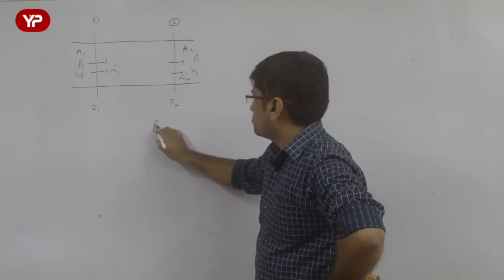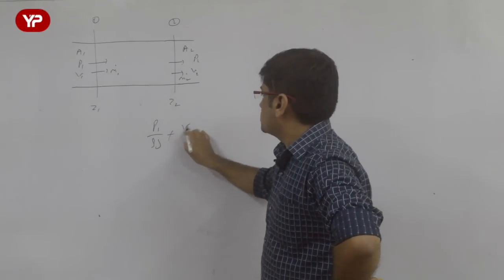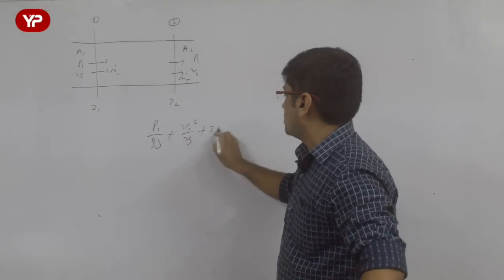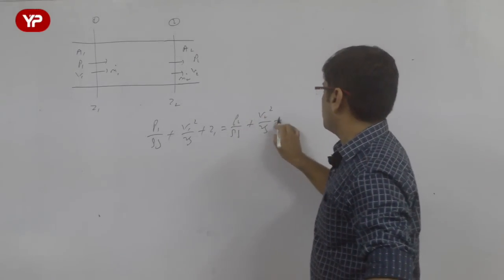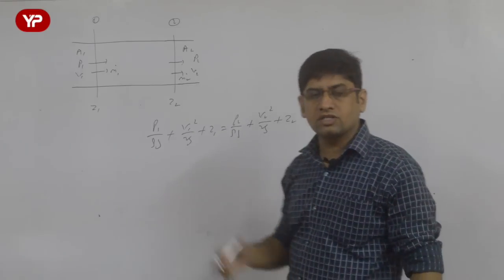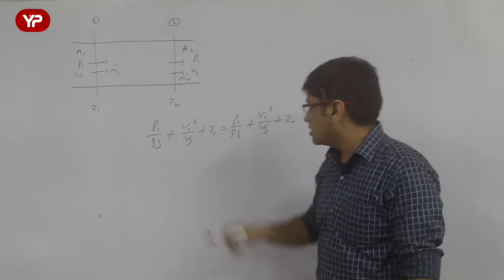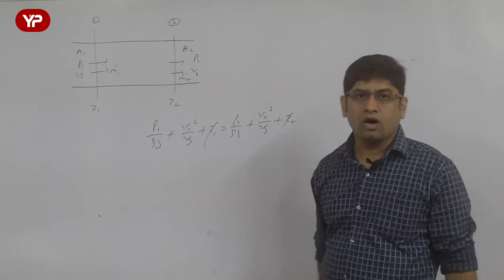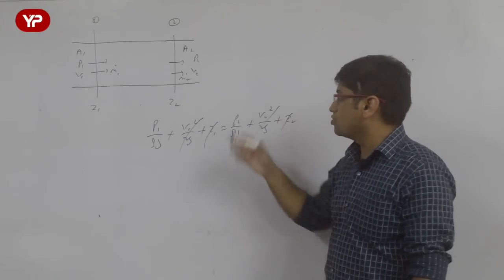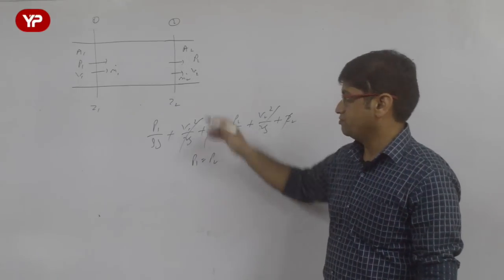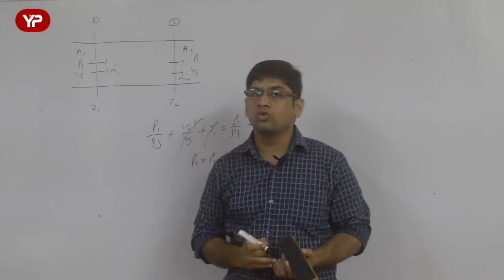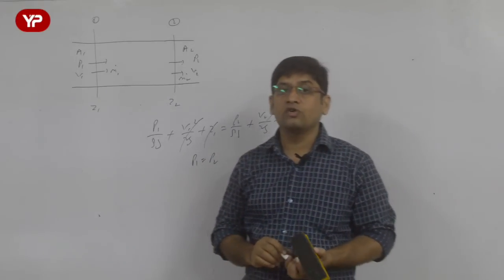Now write Bernoulli equation. P1 by rho g plus V1 square by 2g plus Z1 is equal to P2 by rho g plus V2 square by 2g plus Z2. This is the Bernoulli equation applied at two sections. Z1 is equal to Z2 because it is a horizontal pipe. V1 is equal to V2 from the continuity equation. From there we get P1 is equal to P2. That means the pressure at the two positions is also going to be the same.